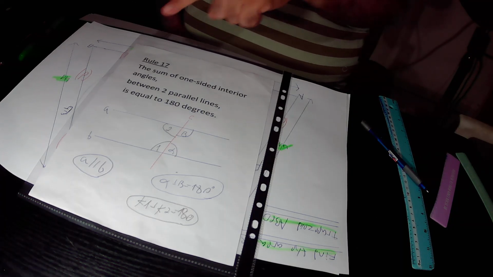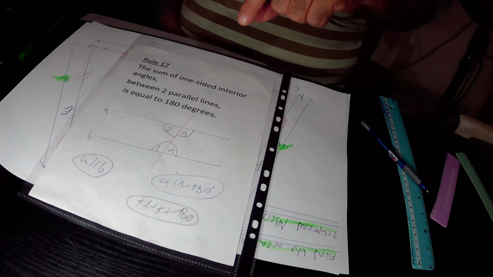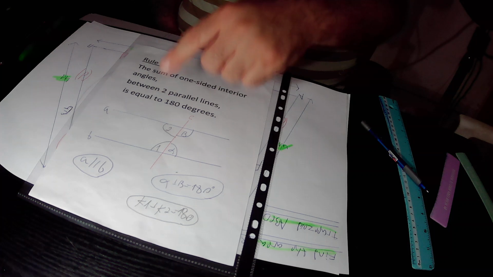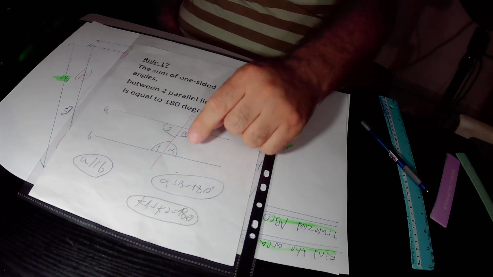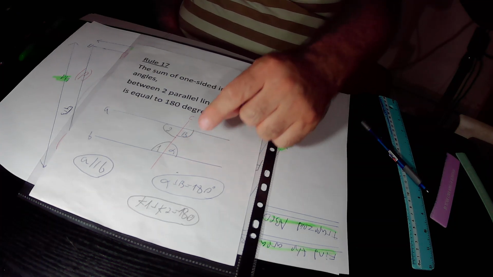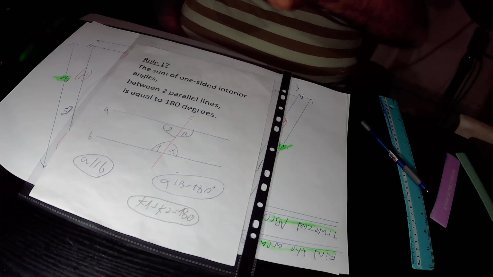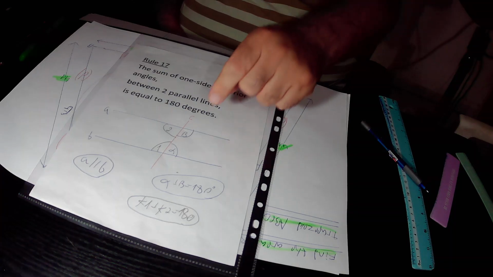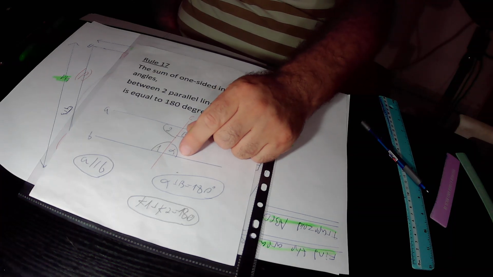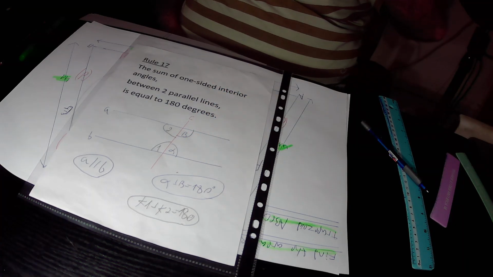In the drawing, we have line A that is parallel to line B. Then line C cuts the two parallel lines A and B at those two points. We also have those two angles alpha and beta that are defined as one-sided interior angles, and are located between the parallel lines A and B. Therefore, according to Rule 17, the sum of those two one-sided interior angles is equal to 180 degrees. That is to say, alpha plus beta equals 180 degrees.